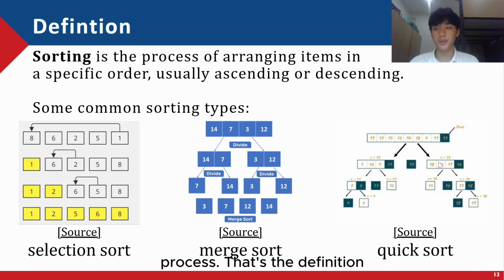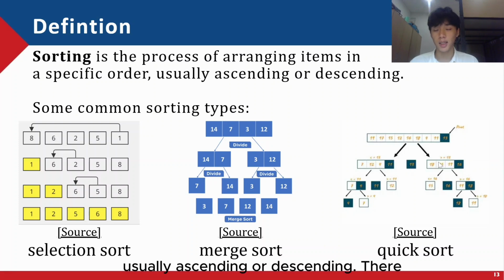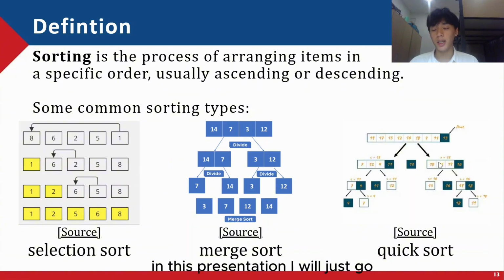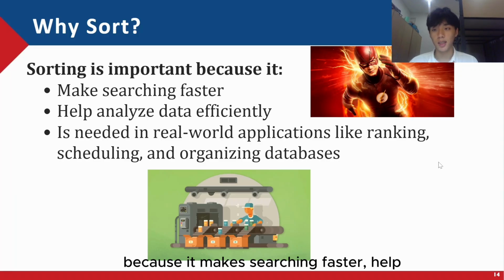This is the definition of sorting. Sorting is the process of arranging items in a specific order, usually ascending or descending. There are some common sorting types like selection sort, merge sort, quick sort, bubble sort, and so on. However, in this presentation, I will just go through these three types of sorting. But before that, I want you to know why sorting is important. It's because it makes searching faster, helps analyze data efficiently, and is needed in real-world applications like ranking, scheduling, and organizing databases.